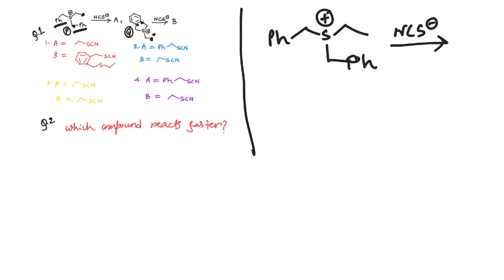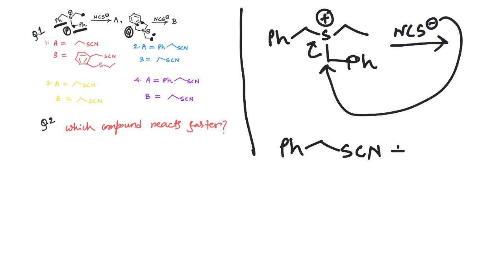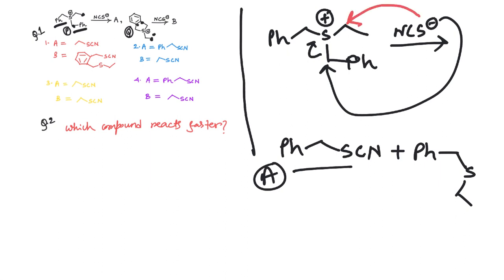So this reaction is pretty simple. NCS minus is a nucleophile, it will attack at the benzylic position to give you the SN2 reaction. So here the product is PhSCN plus PhS ethyl. This is the first product, product A of your reaction. Now this reaction is going through SN2. You may think another attack can occur at this position. It will occur and it will give you a small product, the minor product, which is this.